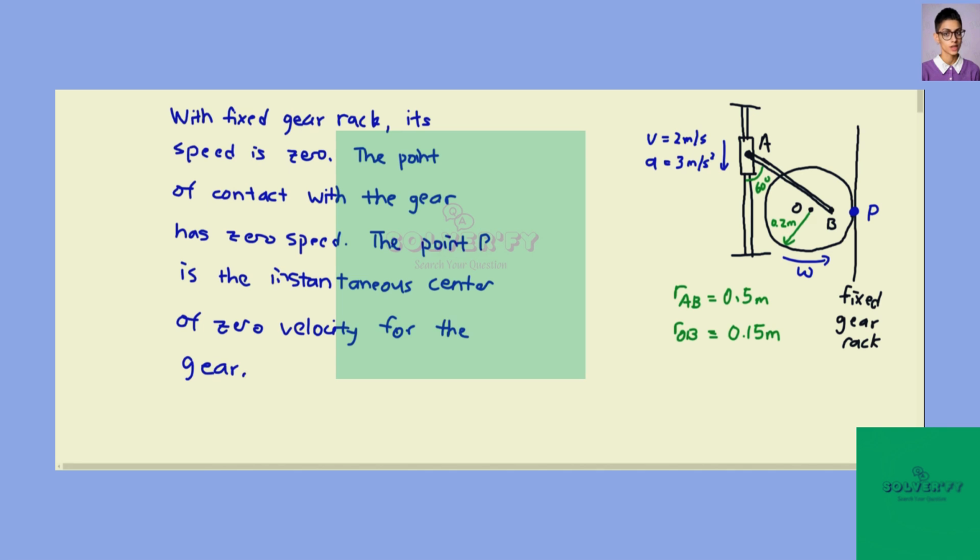Okay, so we can determine VB. We can calculate VB as minus 0.05 omega in the J direction. The radius of the gear is 0.2 meters, and the distance from O to B is 0.15 meters. So the distance from P to B will be 0.05 meters, and then times omega gives you the magnitude of the velocity of point B. And it is directed downward according to this situation.